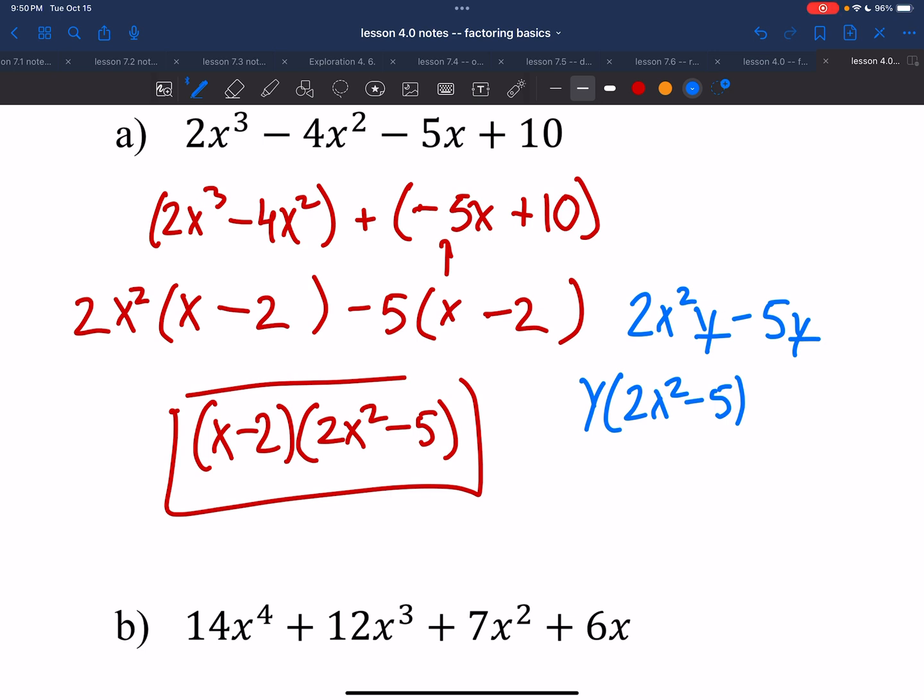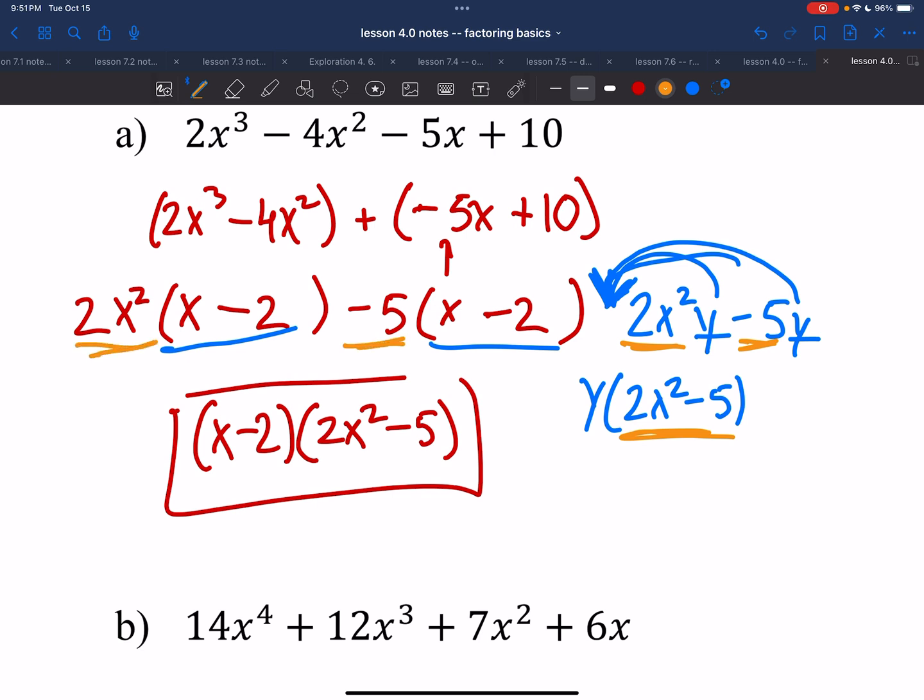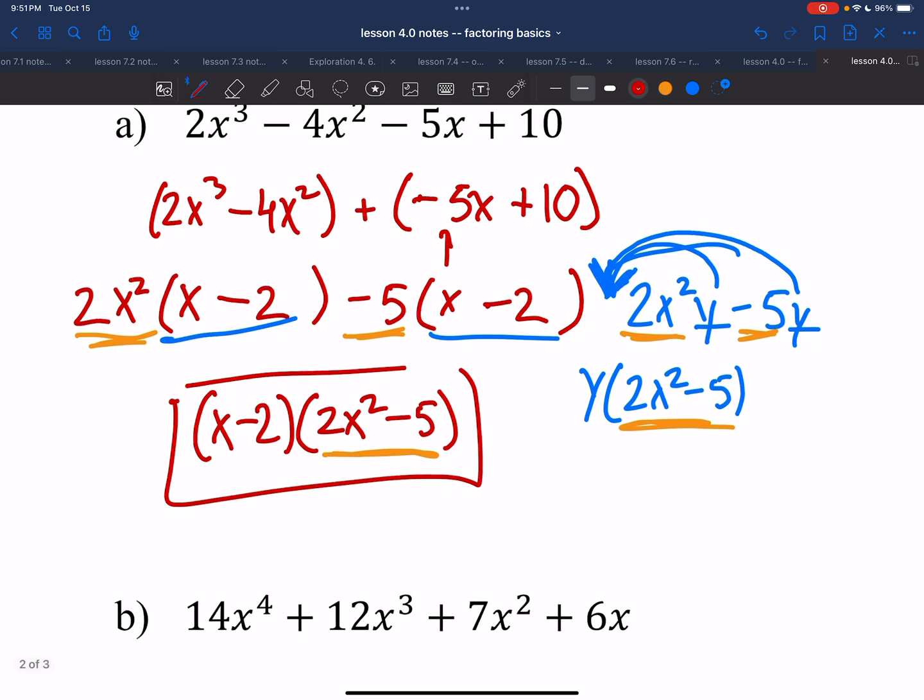But in this case, it's not y, it's x minus 2, right? So the same way you pulled out these y's, you factor out a y from both terms, and then what was left was 2x squared minus 5, like this. It's the same thing here. What's left is 2x squared minus 5 right there. And that's why that works. Okay. So this is the grouping method.